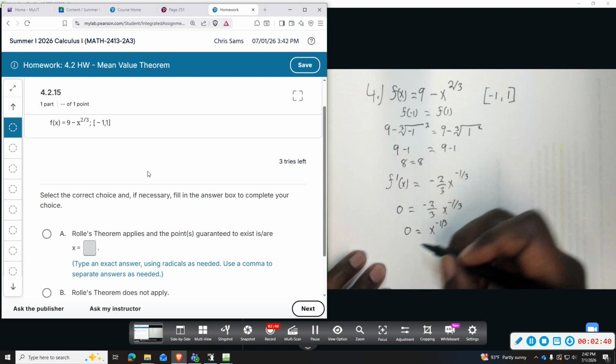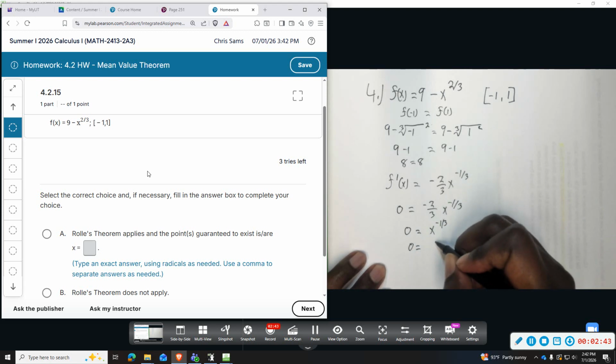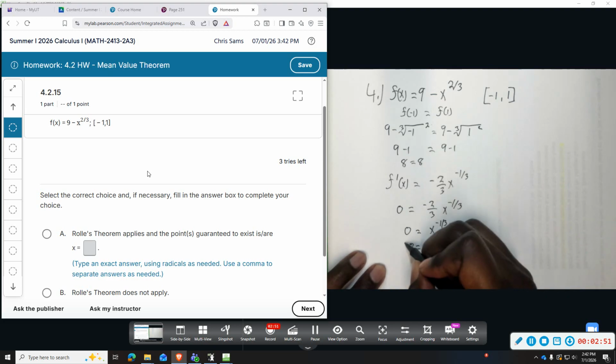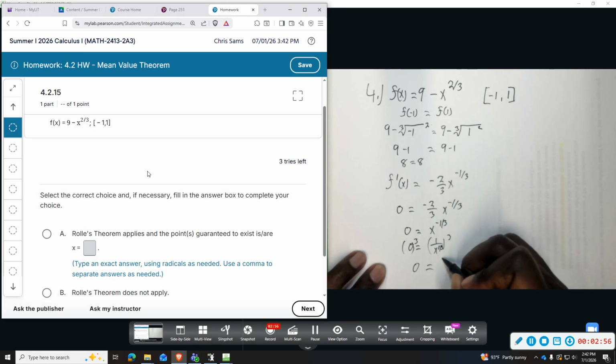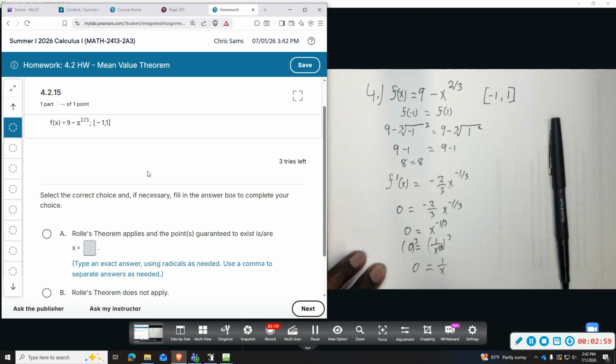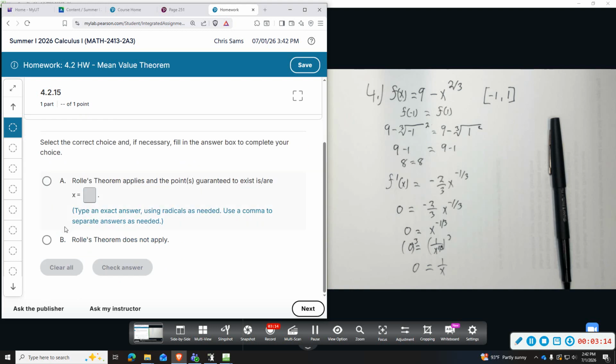Which is basically saying one over x to the one-third, which is a cube root. So basically we're going to raise both sides to the 3rd power, and we get 0 is equal to 1 over x. Or when I multiply by x, we get 0 equals 1, so we don't get a value in between here where it is equal to 0. So it does not apply because we don't find a point that's equal to 0.